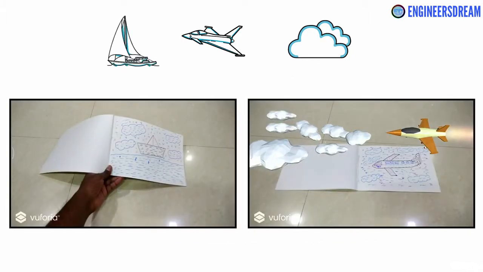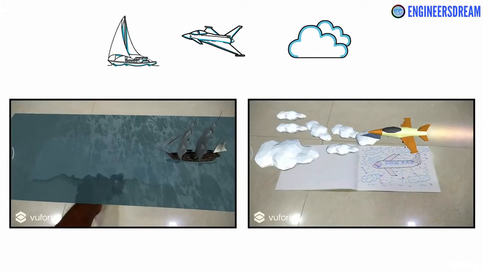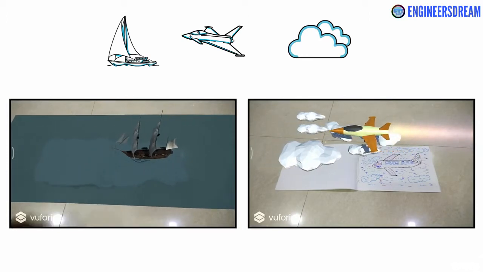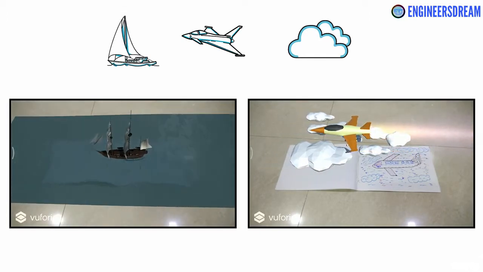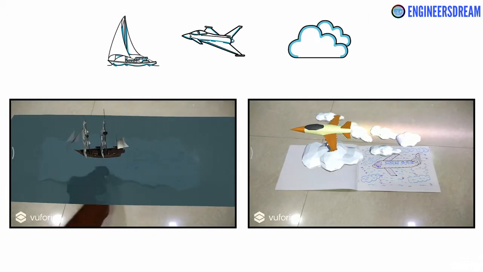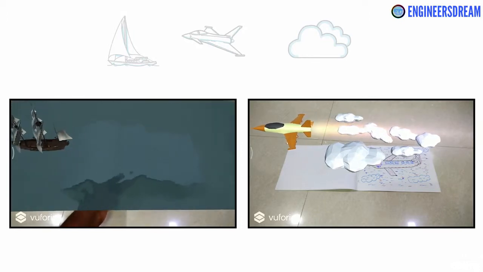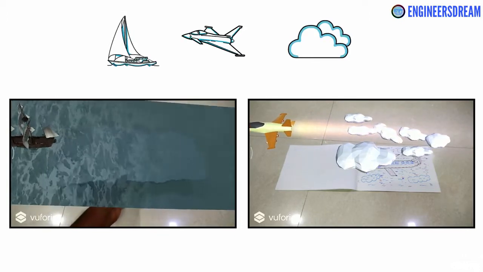So guys, I hope from this video, you would have understood the main reason why the ship, aeroplane and the cloud models were not showing on top of their respective image targets. I will end this video over here and in the next video, we will write the program to activate and deactivate the ship, aeroplane and the cloud models.